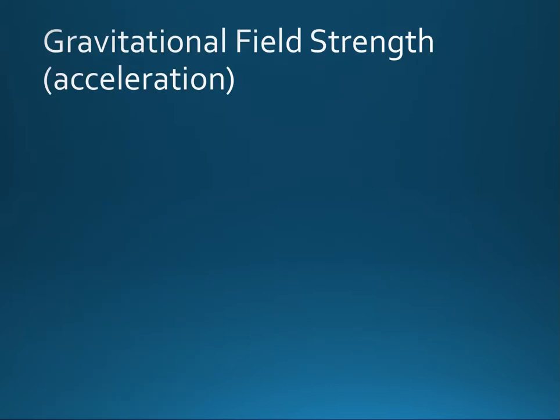Looking at gravitational field strength, or in other words, acceleration. The acceleration, or the force of gravity, should be equal to Gm1m2 over r squared. Now we know that force is equal to mass times acceleration, so on the left-hand side we can replace Fg with mass times the acceleration due to gravity. Here we've represented that with a lowercase g.